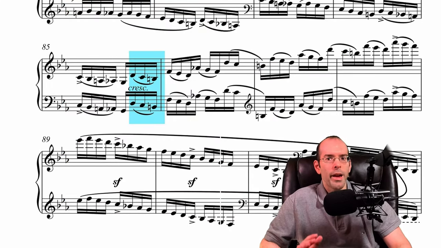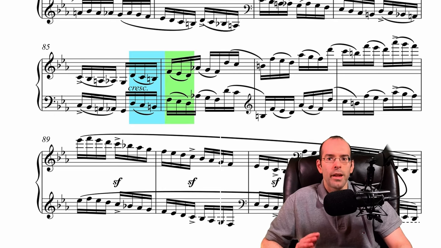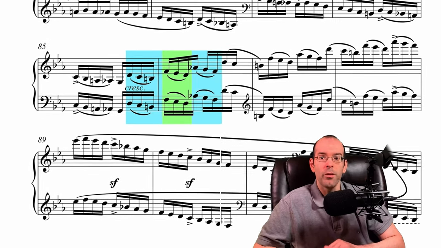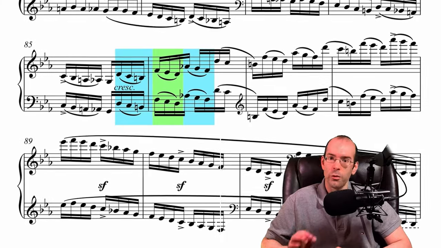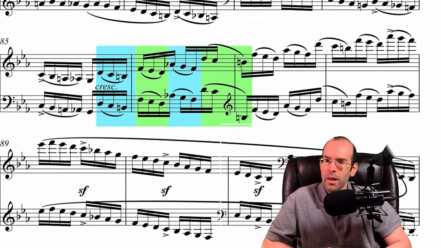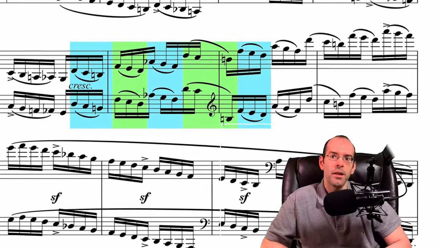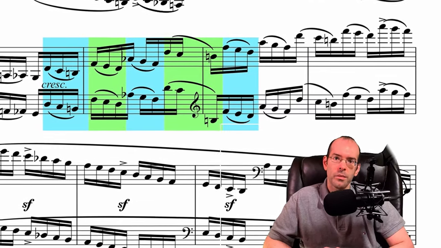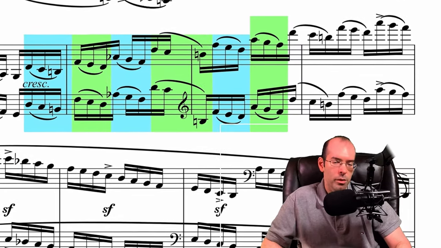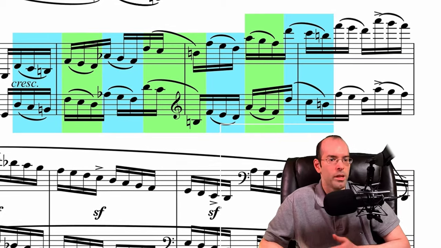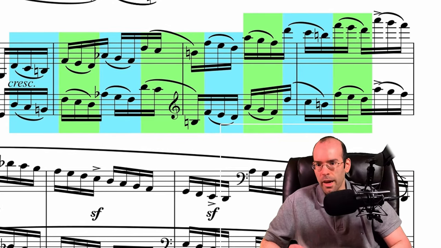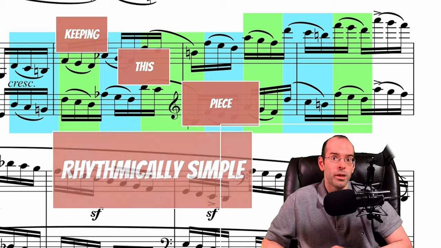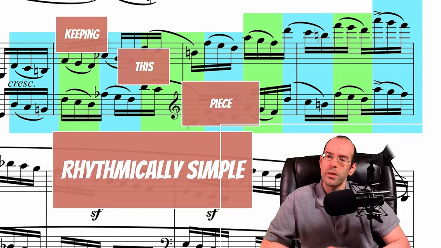So the problem that Henry's solving is that he wants to keep the same rhythm of the 16th notes in this 2-4 time, but at the same time, he wants to emphasize these threes. So in order to solve this problem, Henry just makes use of the slur. It's an easy hack while keeping this piece rhythmically simple, rather than using triplets.